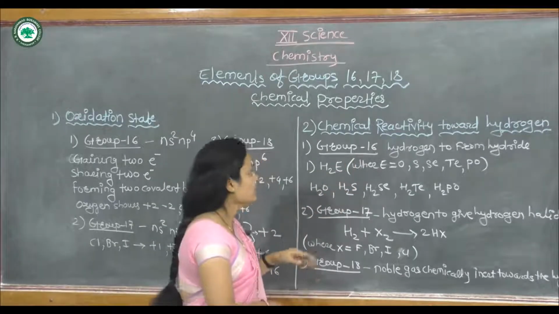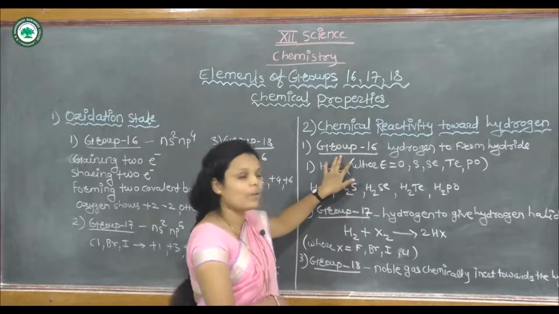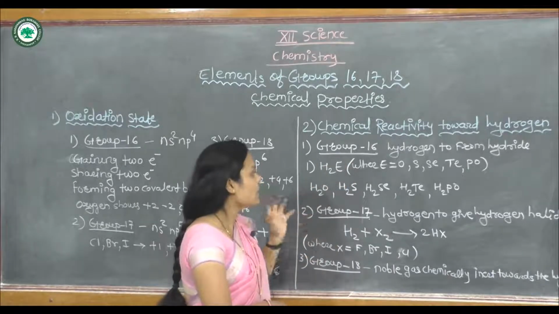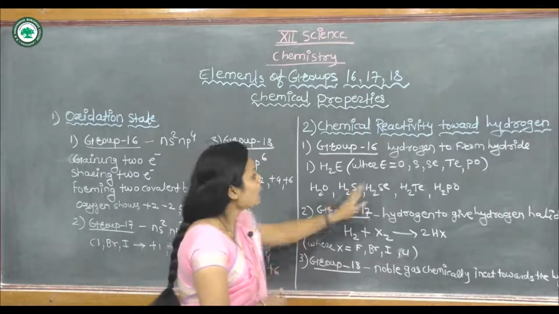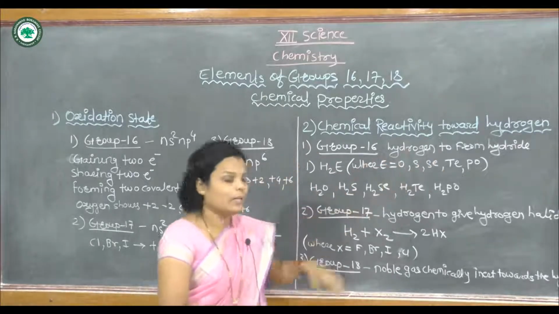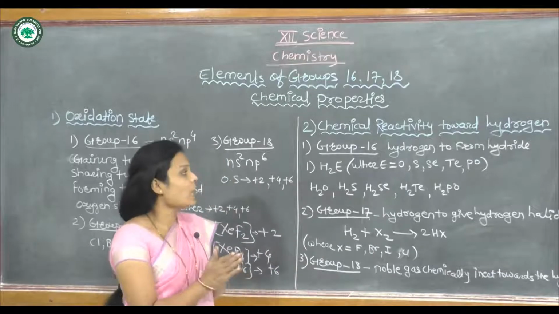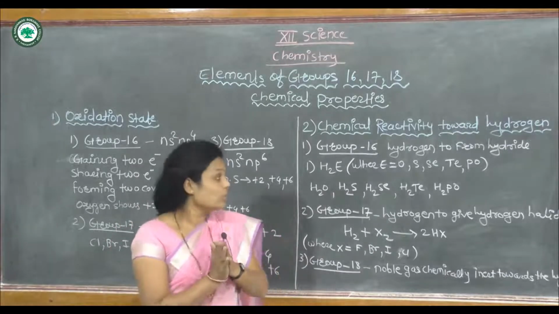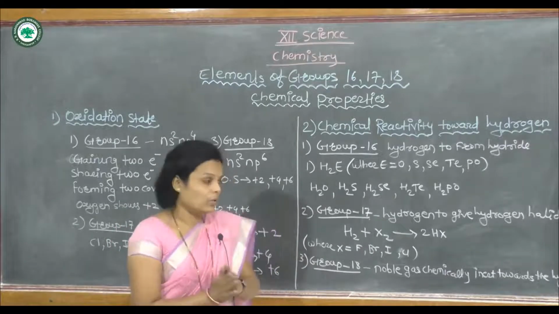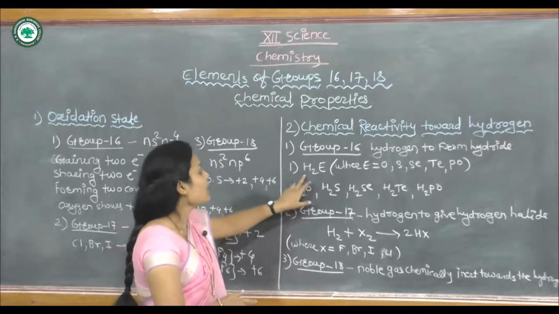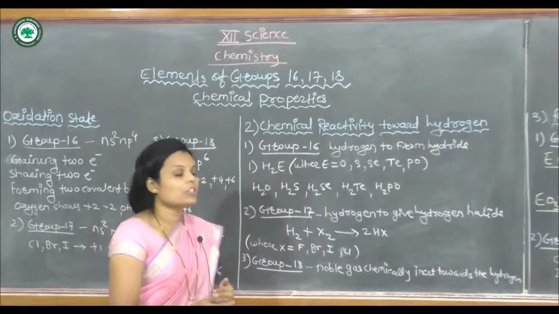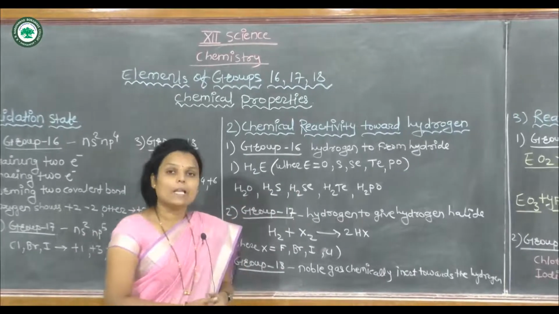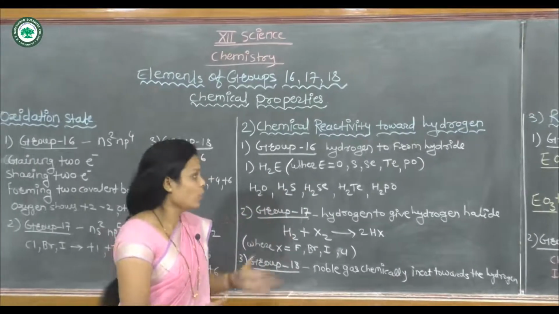We know that group 16 is the oxygen family. Here, oxygens are present in that group. Hydrogen forms the hydride. Here hydrogen forms a hydride molecule, for example H2E. E is represented by oxygen, sulfur, selenium, tellurium and polonium.